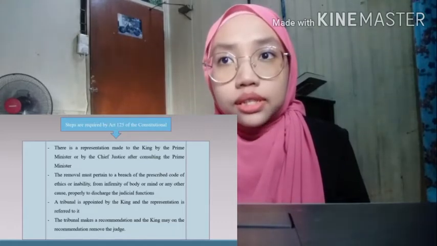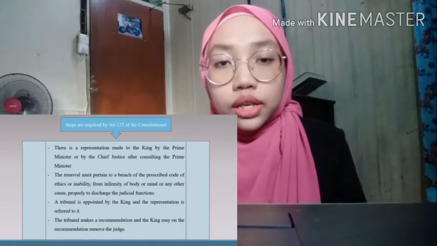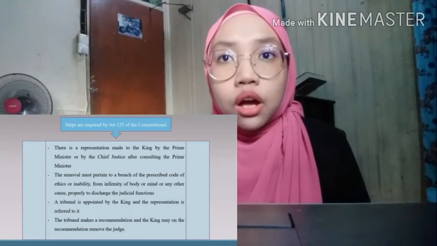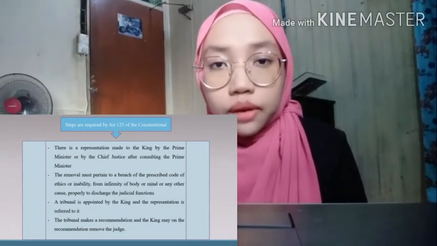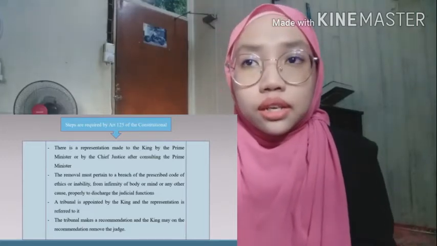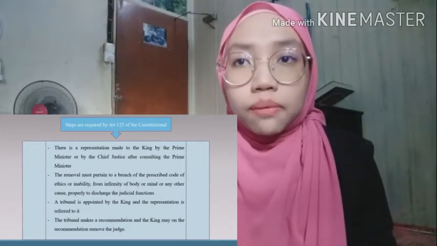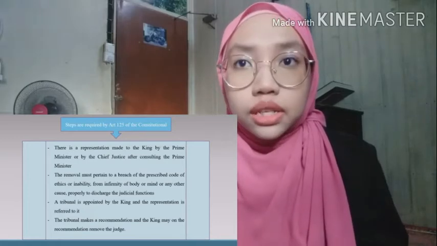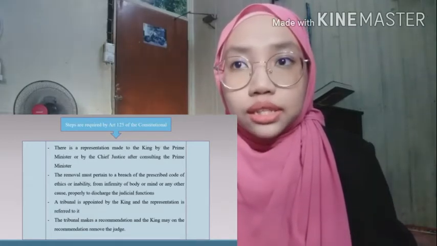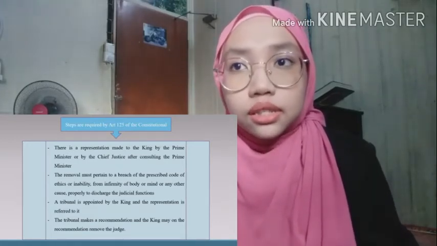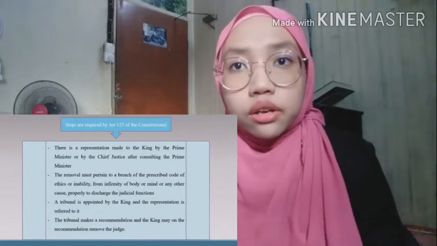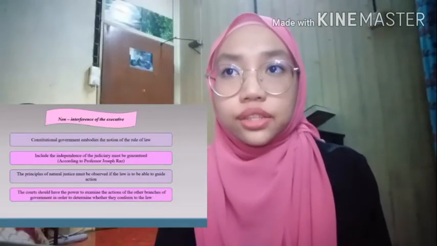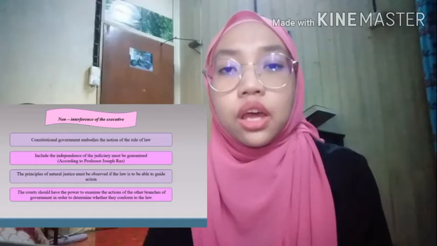The first step is a representation made to the King by the Prime Minister or by the Chief Justice after consulting the Prime Minister. The second step is a tribunal is appointed by the King and the representation is referred to it. And the last step is the tribunal makes a recommendation and the King may, on the recommendation, remove the judge. Next factor is non-interference of the executive.